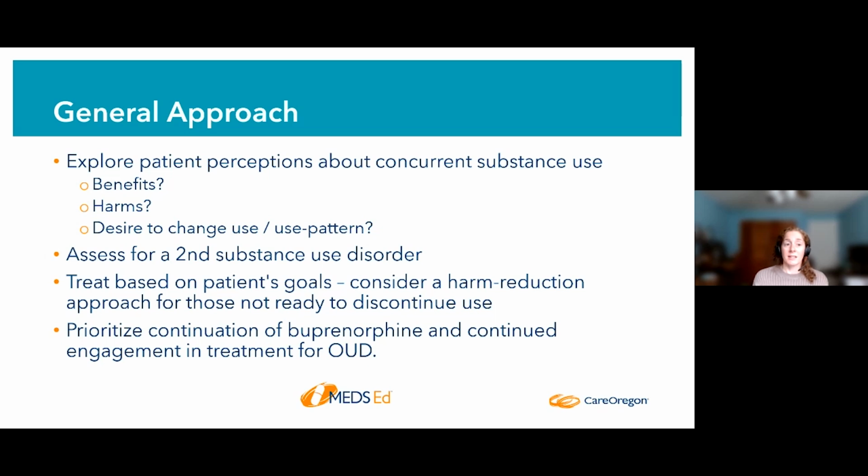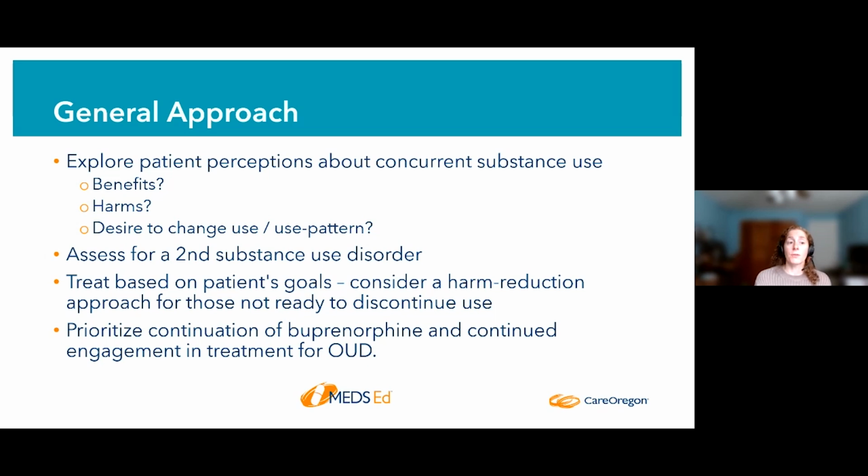I think it's also important to assess for a second substance use disorder. Not all substance use is a substance use disorder, but going back to those DSM-5 criteria: is this something someone is using in higher amounts than they'd like to? Is it causing functional impairment? Are they having tolerance and withdrawal? This is very important because if someone is meeting criteria for moderate to severe substance use disorder, they may need separate treatment for that second substance use disorder, whether that's different medications, behavioral therapy, or counseling. And that can be an opportunity to provide education and support for patients around that. And then treat based on the patient's goals.